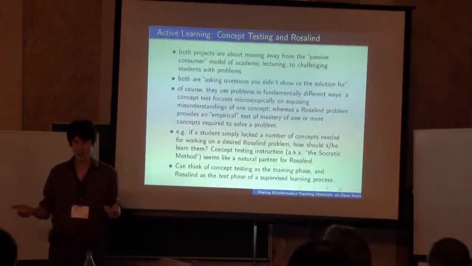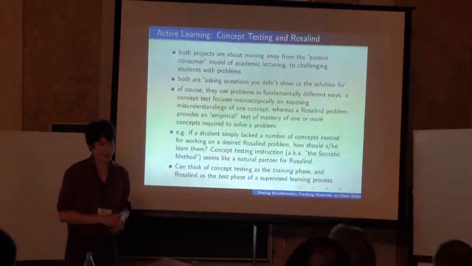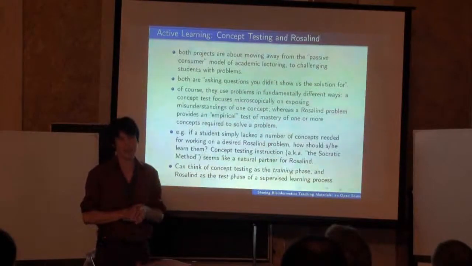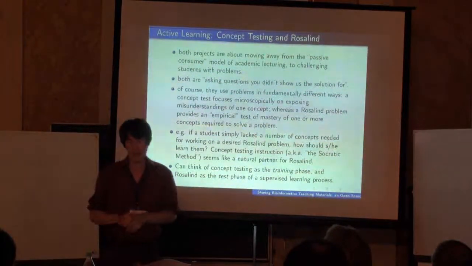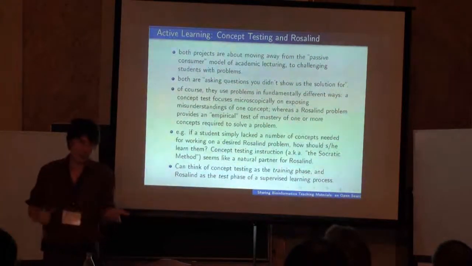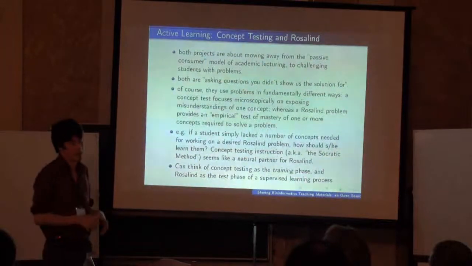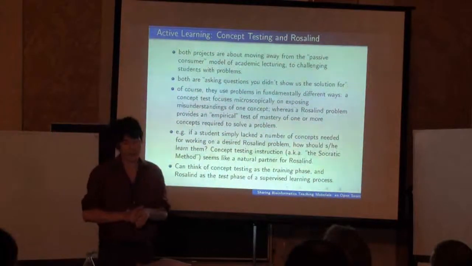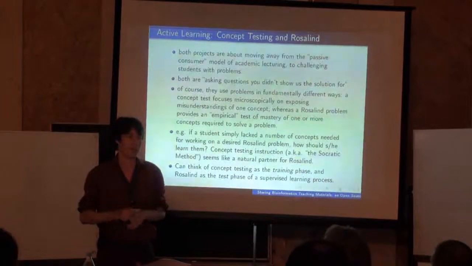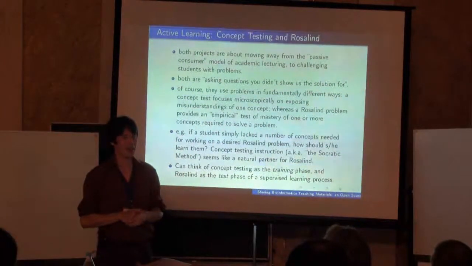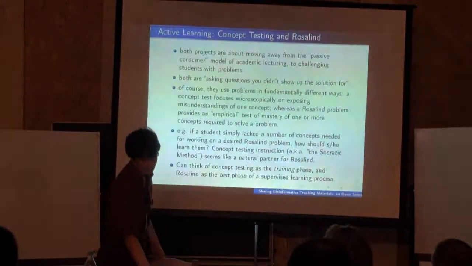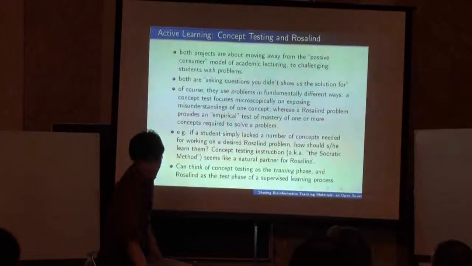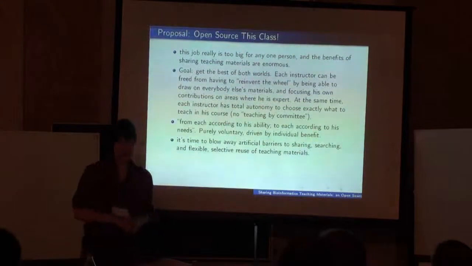Of course, the question is, how are students actually going to gain that mastery in the first place? If they simply lacked a number of concepts that were required for a particular Rosalind problem, how should they learn them? I guess what I'm trying to suggest is that a Socratic method in the classroom or even outside the classroom can be thought of as sort of the training phase, and Rosalind could be thought of as the test phase, which of course itself can drive the training process.